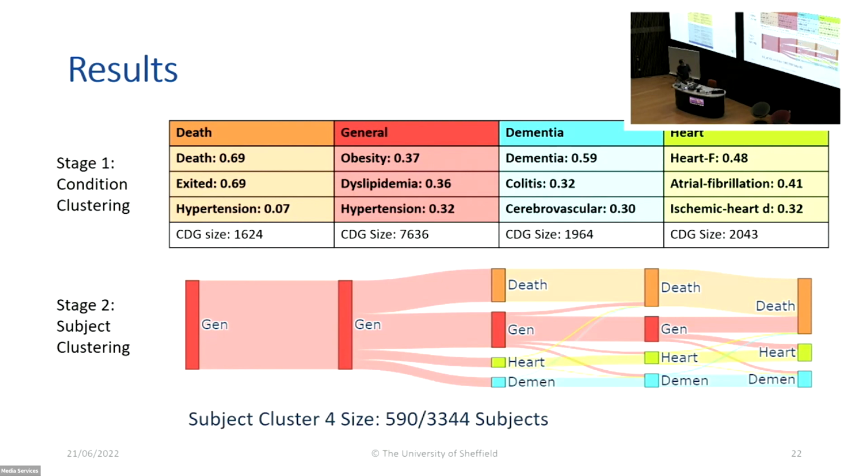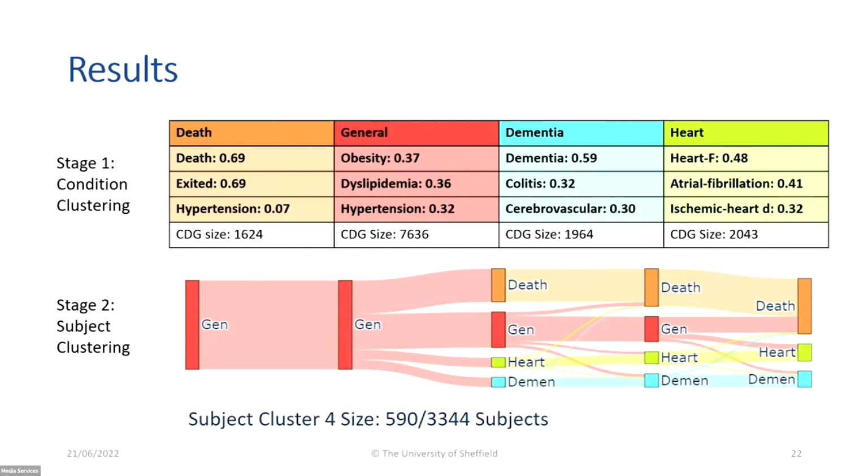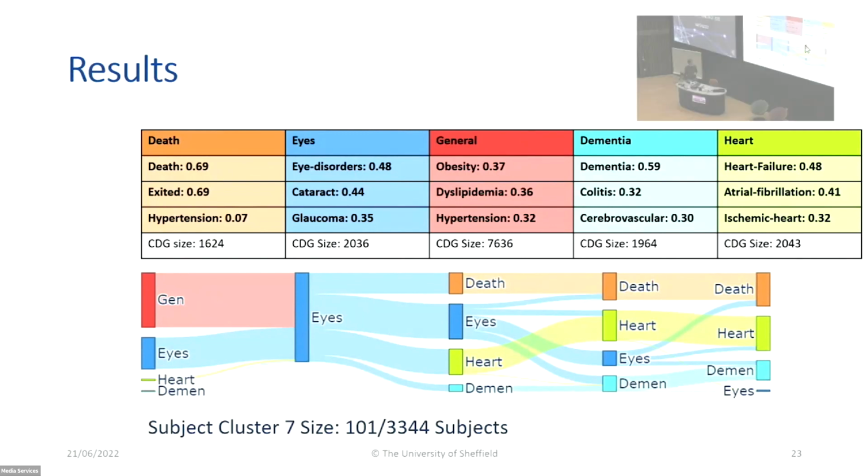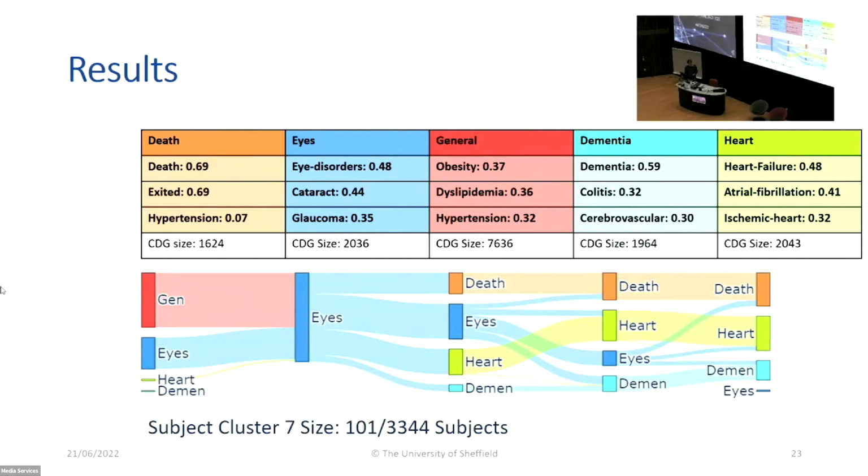The results of the second stage of the pipeline are the final subject clusters. This diagram represents how this specific cluster of 590 subjects transitions over the entire observation period, how it transitions between these disease groups. This is another example of a different cluster with more disease groups. There's the previously mentioned eye conditions, and again, the transitions between the 5 time points.